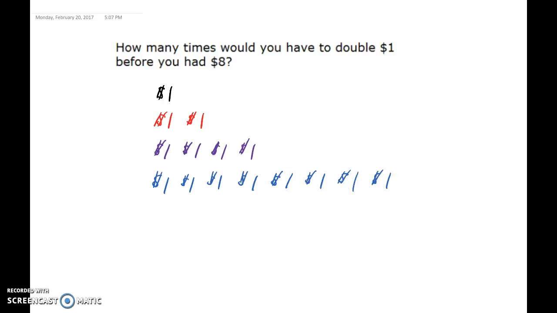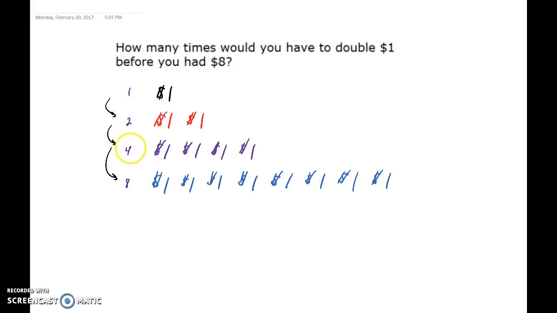All right, so now when you're doing this, here we only have $1, here we have 2, here we have 4, and here we have 8. So I want to first come up with an equation. So now we know that we have to double it 3 times. It'll be the third time we double because here's doubling it once, here's doubling it twice, and here's doubling it 3 times. But let's come up with an equation for this.